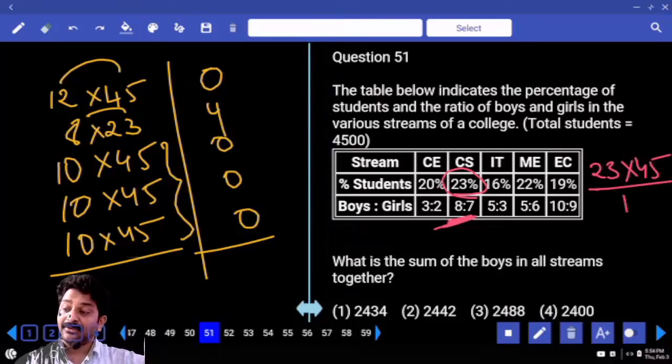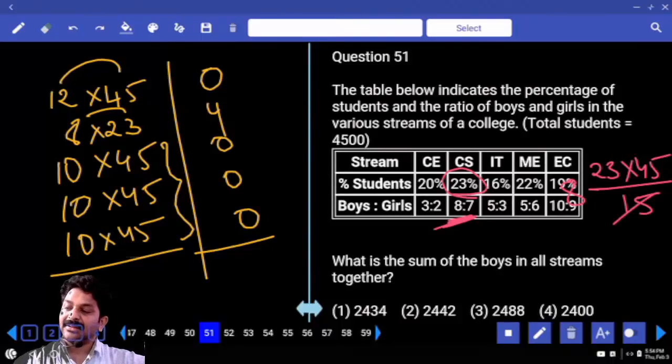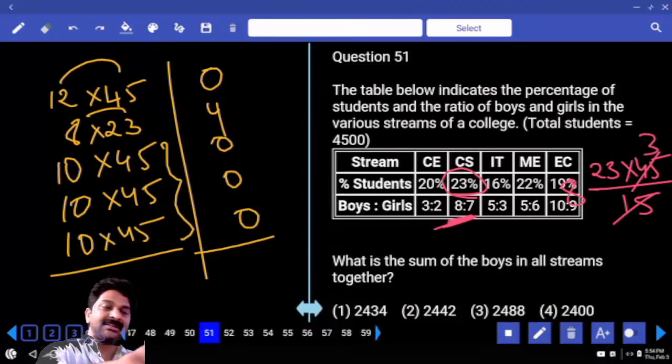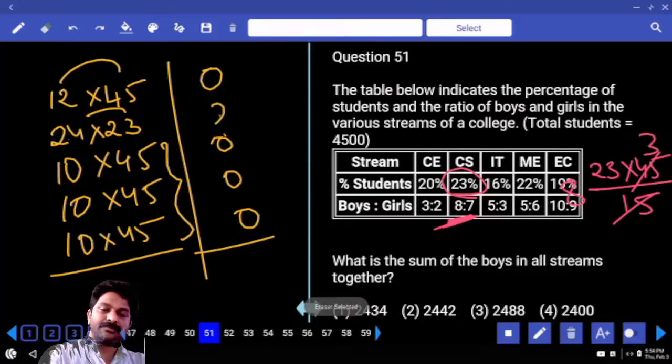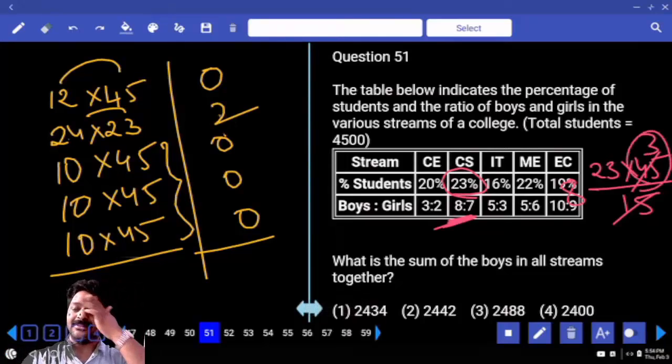That is divided into 15 parts. Now out of them we need 8 parts. This is 3 times. So this number must be 23 into 24. Then the value must end with 2. Correct. Yes, here in place of 45 I wrote 15. That was my mistake.